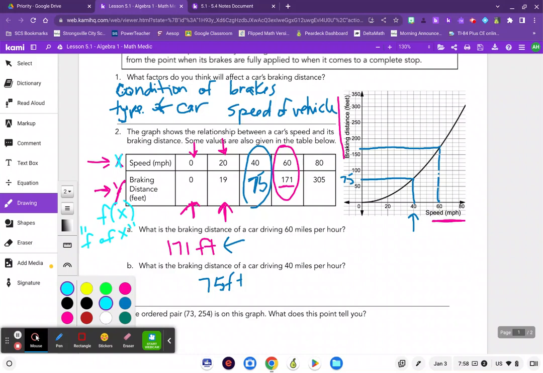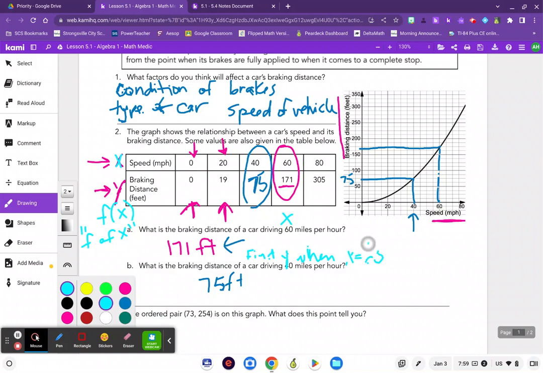What that means is that if I have a braking distance at 60 miles per hour, 60 is the x. So instead of saying find y when x is 60, that's what this says. This says find y when x equals 60.